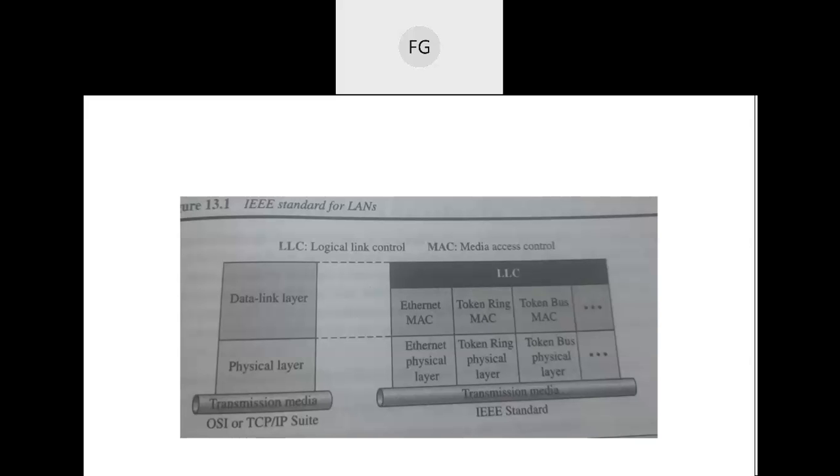And this IEEE 802 project has defined the specifications for a wireless LAN and called it the IEEE 802.11. And this covers the physical and data link layers of the TCP/IP model. And this type of network is also sometimes called the wireless Ethernet.